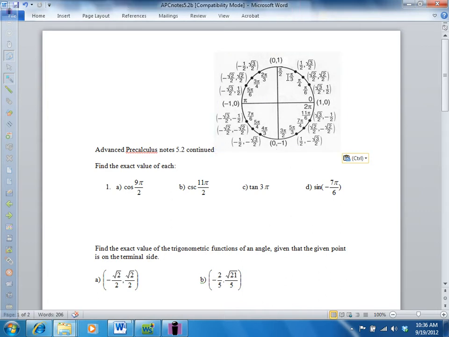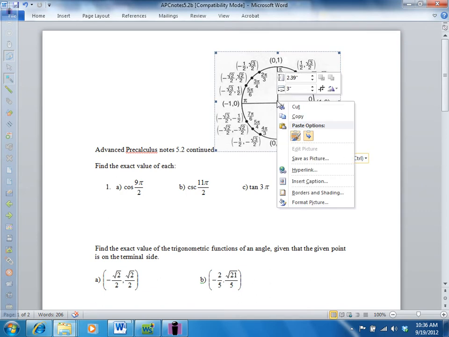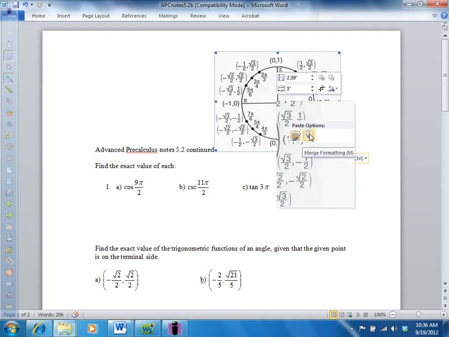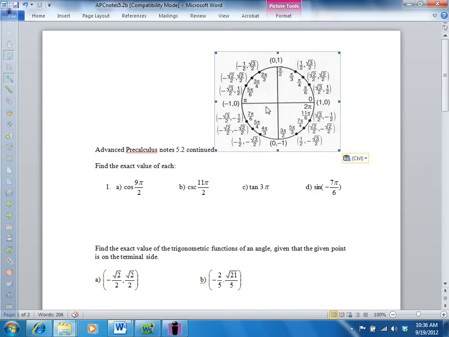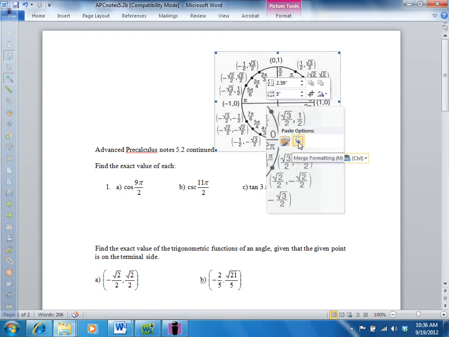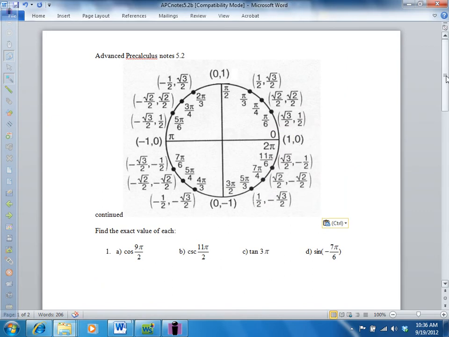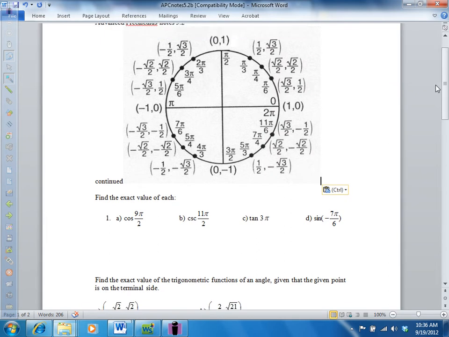This is working, right? So now, when I move this guy, oh well. Right click it. Paste options. Whoa. That was good. How did I do that? Click on the right click and then there's an arrow. Yeah. There. That's good. So now we can see the unit circle while we're answering some of these questions.